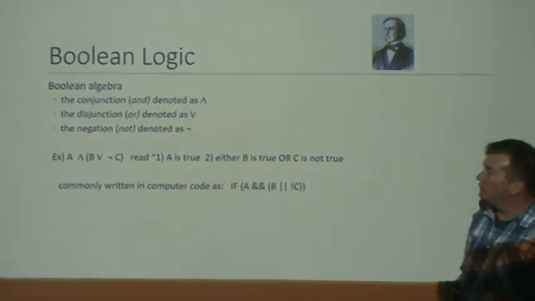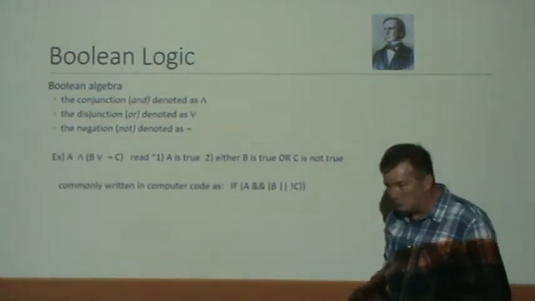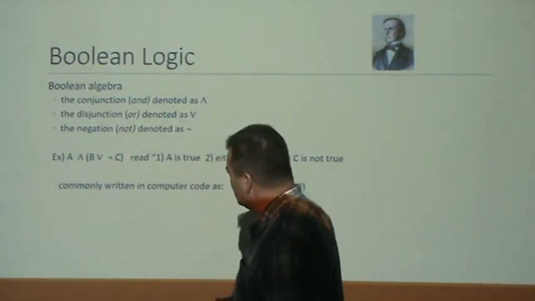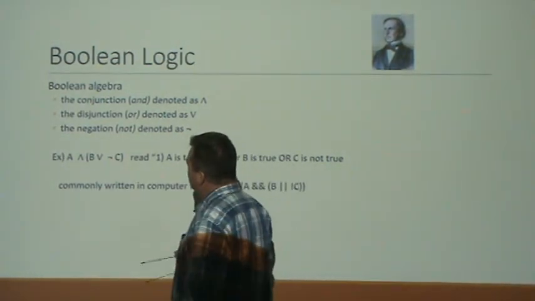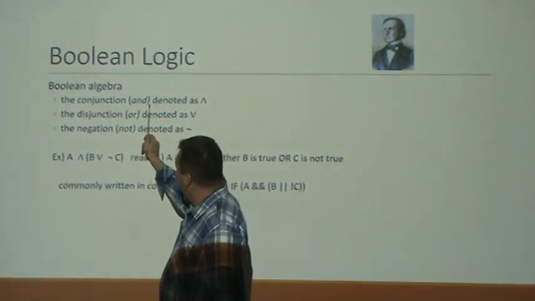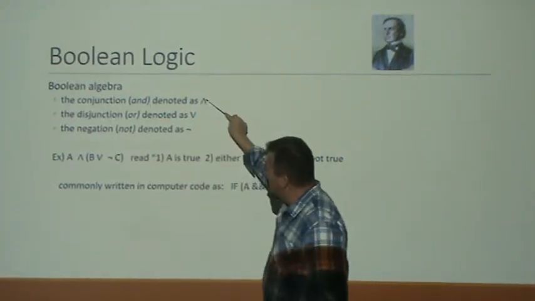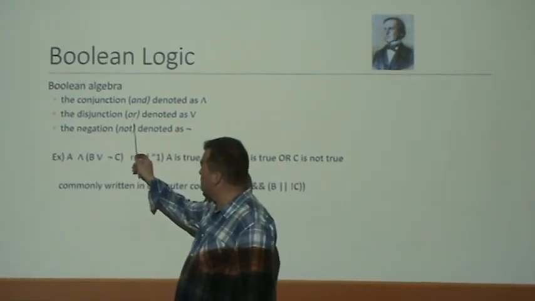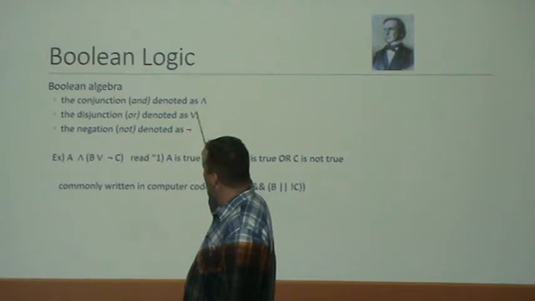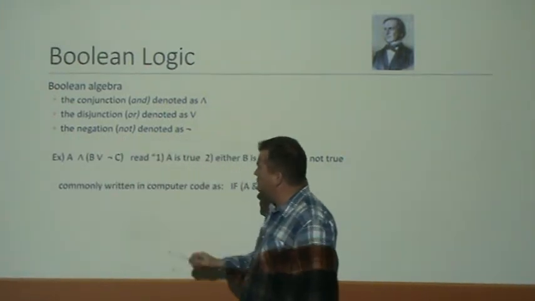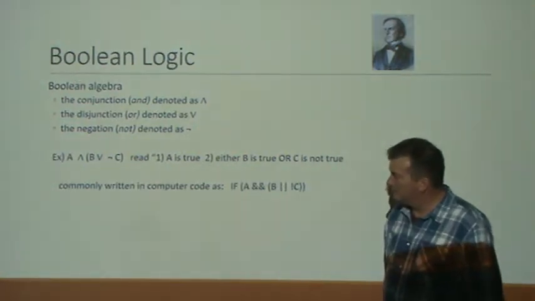Okay, so Boolean logic, and we got George Boole's picture here. For the Boolean logic, we have the conjunctive, which is an and, which is denoted by this symbol. We have the disjunctive, or the or expression, denoted by this function, looks kind of like a V. And the negation, the not, which is denoted by this not sign.